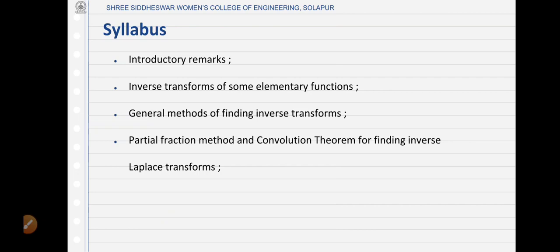This point is very important from the exam point of view. There will surely be one example in the university exam of M3 where they will ask either the example based on the partial fraction method or convolution theorem to find the inverse Laplace transform of the given function of s.